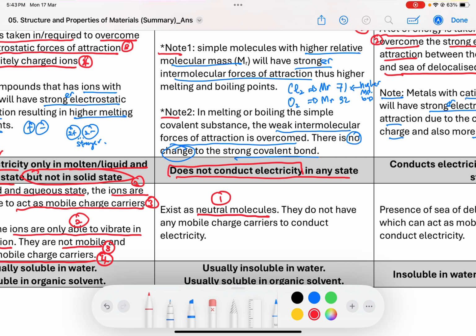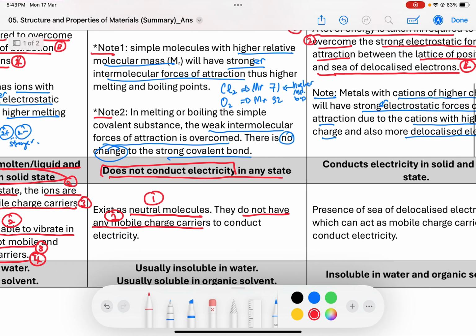So if they are neutral molecules, they do not have any mobile charge carriers to conduct electricity. Very simple explanation: neutral molecules do not have any mobile charge carriers to conduct electricity.